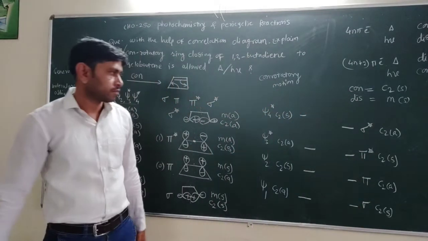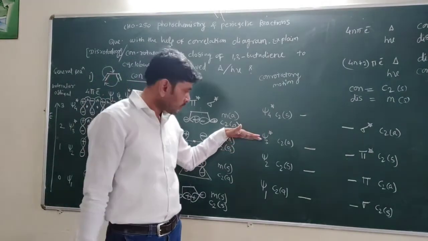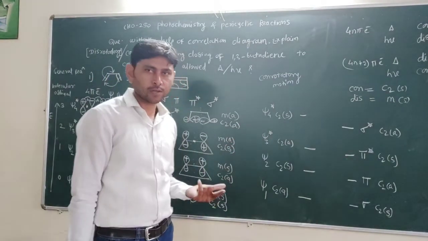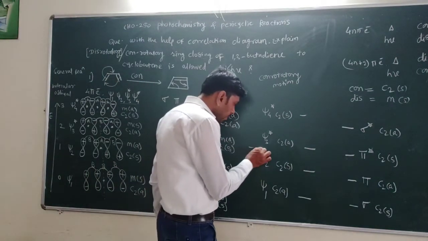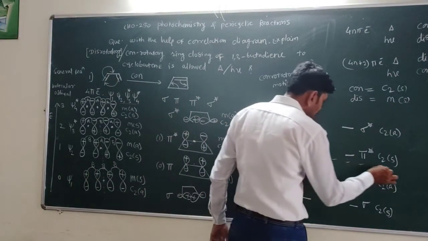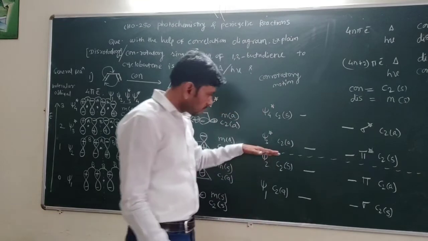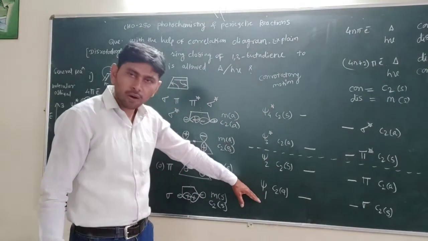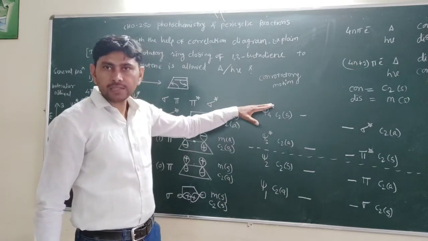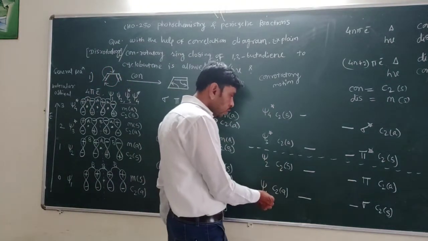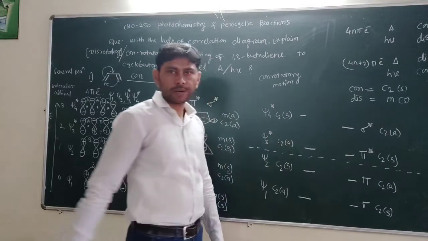Before correlating, there are two types of orbitals: ground state orbitals and excited state orbitals. How can we define ground state and excited state? By drawing a line between the bonding and antibonding orbitals. These bonding orbitals we call ground state orbitals. Here are the excited state orbitals. Okay, so these are ground state orbitals and these are excited state orbitals.